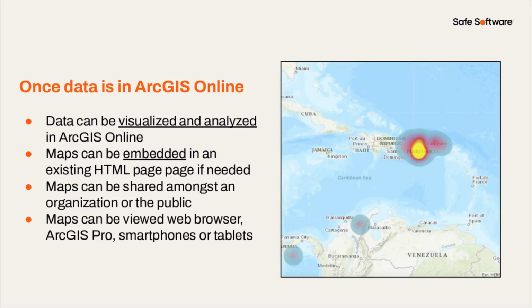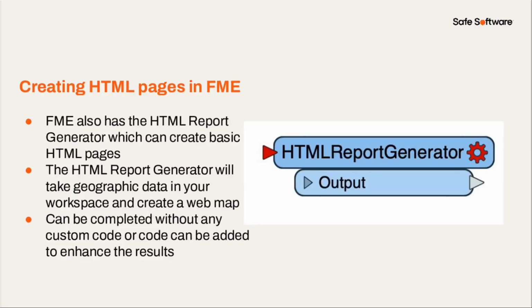Once data is in ArcGIS Online, you can visualize and analyze it, and you can share it with the public. If you have an existing HTML page, you can easily embed a map that was created in ArcGIS Online. These maps can be viewed through a web browser or a mobile device. You can also create simple web maps in FME using no code. FME can take geographic information from any format and push it to a HTML page. If needed, you can add custom code to enhance your results.